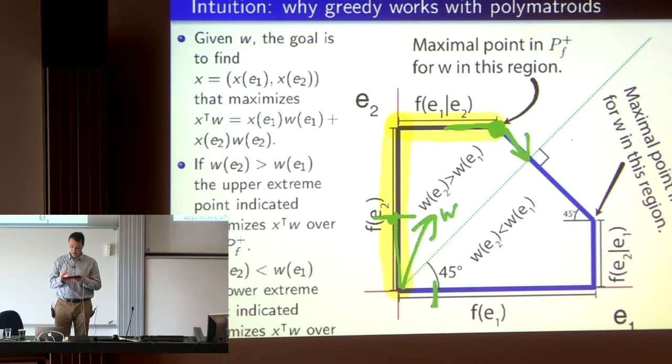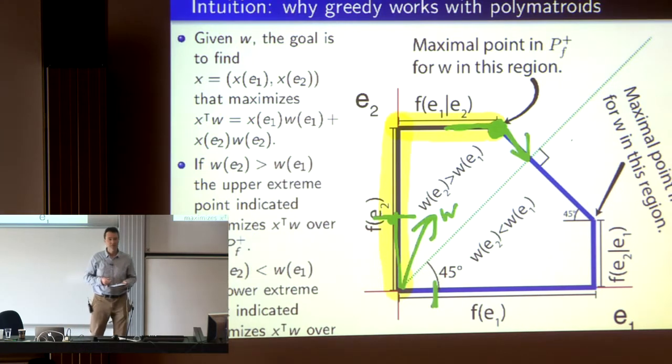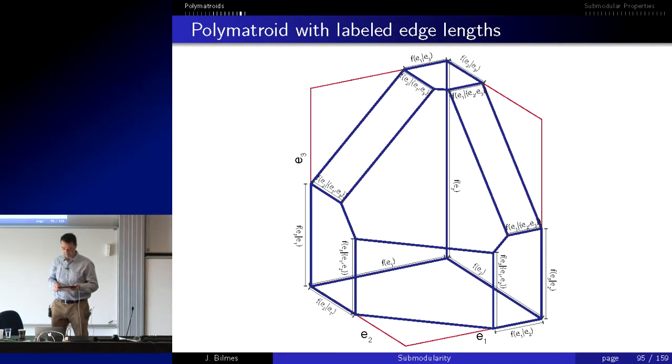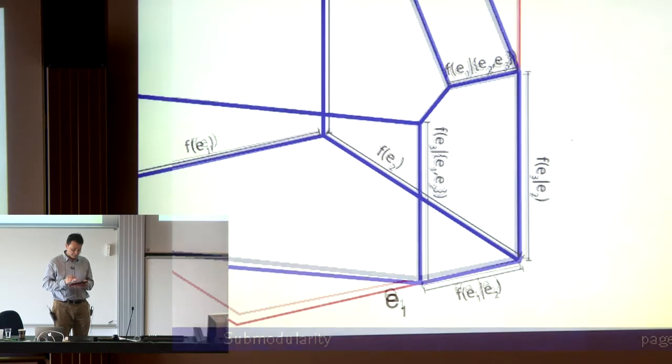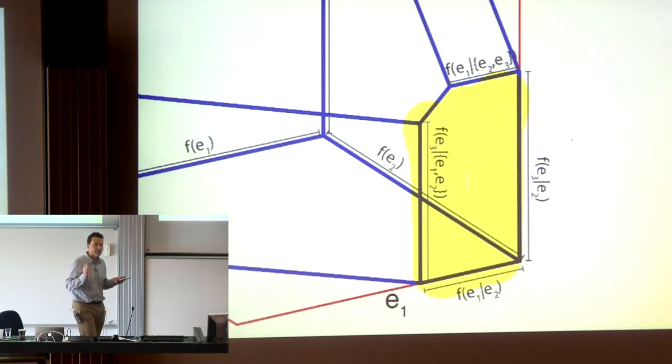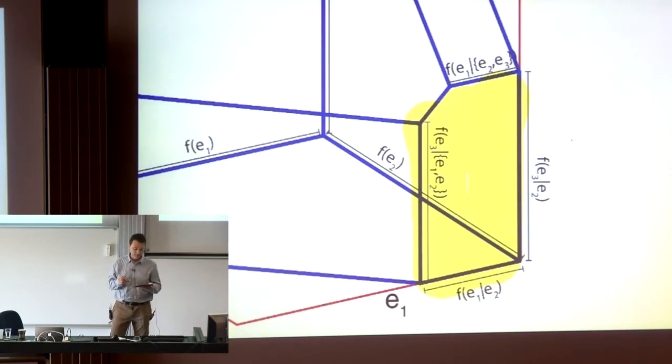And moreover, the greedy algorithm gives you an extreme point of the polytope. Okay? So that's the intuition. That's why it works, just pictorially. You can actually look at a three-dimensional polytope, and you can see that all these faces look kind of the same. Let's zoom in a little bit on one of them. You see that guy? He kind of looks like a two-dimensional thing of what we just saw.